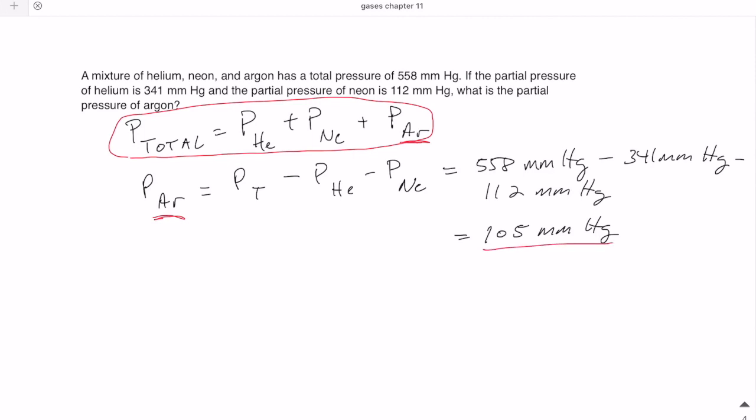pressure of argon. Notice that I don't need to convert the units of pressure to ATM, unlike when we're dealing with ideal gas problems, because in those problems we have the ideal gas constant that we have to worry about. But in this case we are not using R, so the unit can be in whatever units of pressure you like, as long as they're consistent.